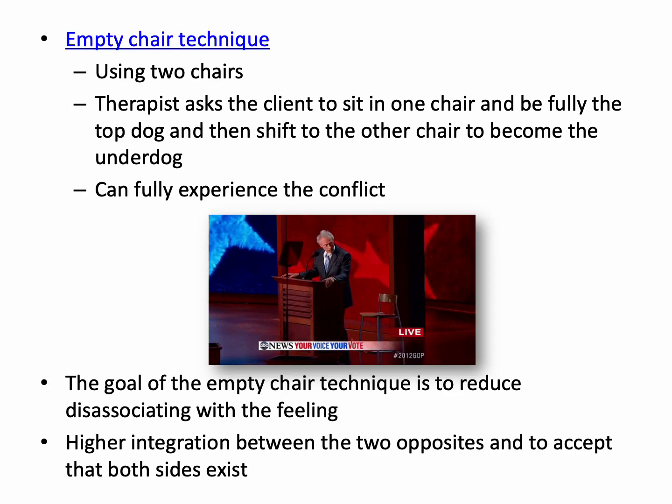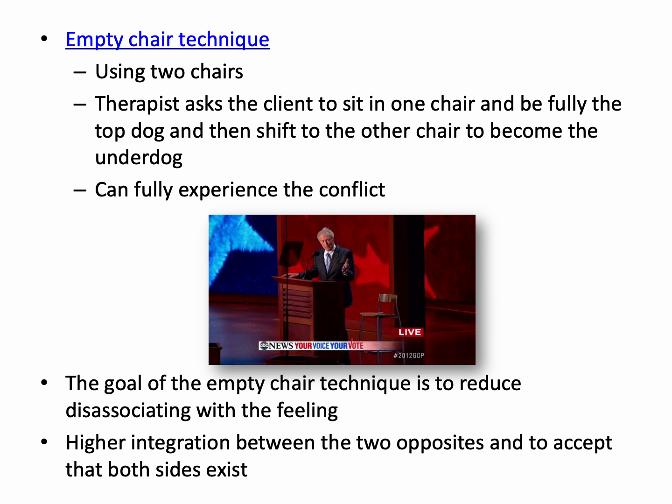The empty chair technique is probably his most famous technique. It uses two chairs. The therapist will ask the client to sit in one chair and be fully the top dog, and then shift to the other chair to become the underdog, so that you can really fully experience the conflict. We can see this when, let's say, you have a fight with a family member. One person will be you, and we walk you through a conversation with the other person. Then you take a moment, go over to the other chair, and talk as the other person. That allows you to understand multiple perspectives of what's going on, and that's what he means by fully experiencing the conflict.